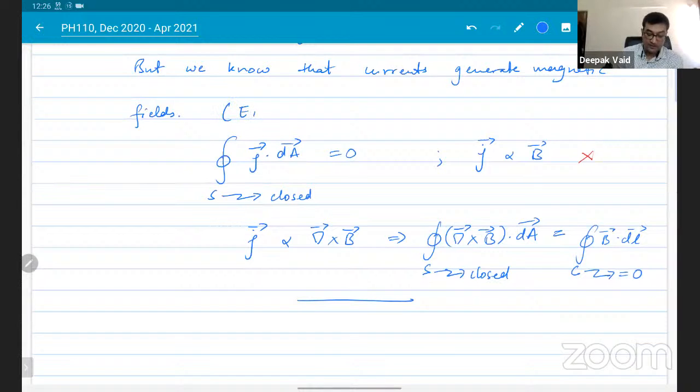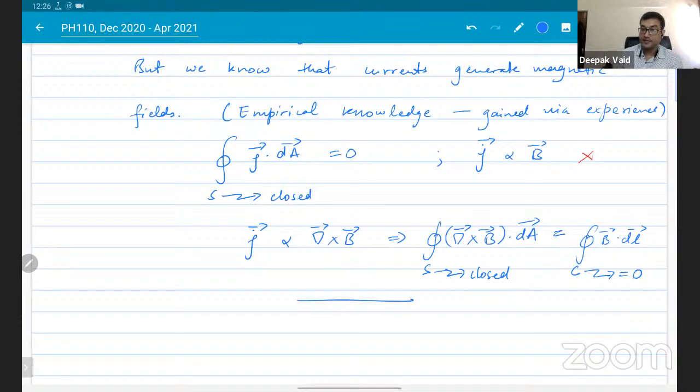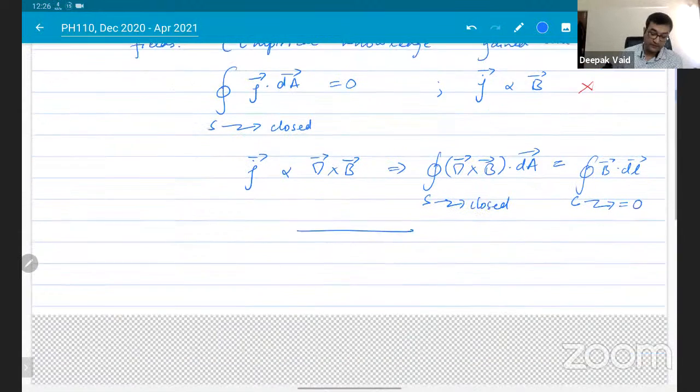Empirical knowledge means something that is gained via experience or via experiments. That's called empirical knowledge.